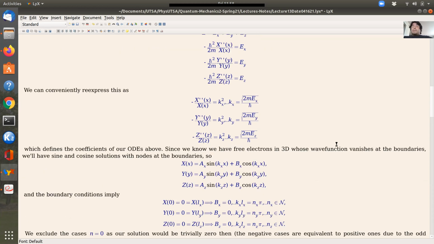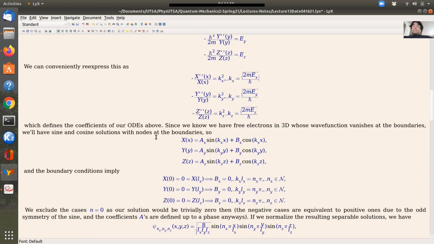I'm still not going to apply boundary conditions, but at this point, after we have defined these constants, we have sines and cosines. So that is the solution in each one of the dimensions. The question is how to determine the coefficients. And that comes from the boundary conditions, because we know that the wave function should vanish at the boundaries.